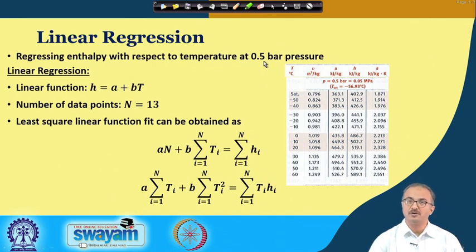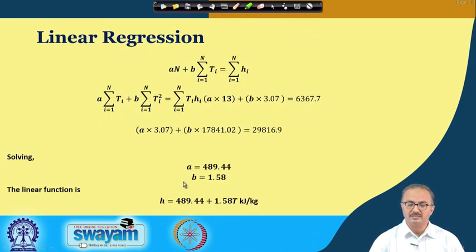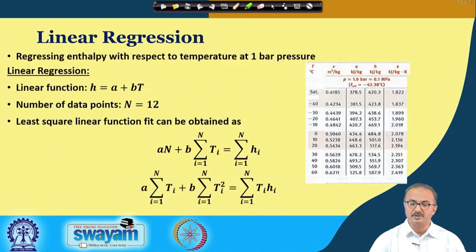Now, we are going for 0.5 bar. Again we get the values of A and B from the least square fit, and these are the tables for temperature, enthalpies and other things, and ultimately we find this is the regressed equation, and the A and B values are like this, and they have now changed. This thing we can keep continuing for different pressures.